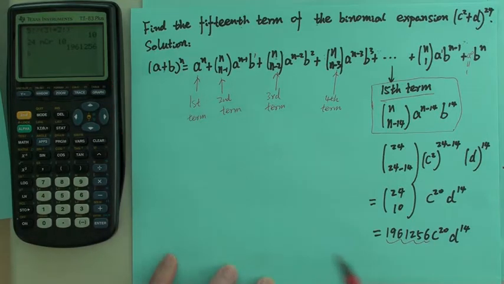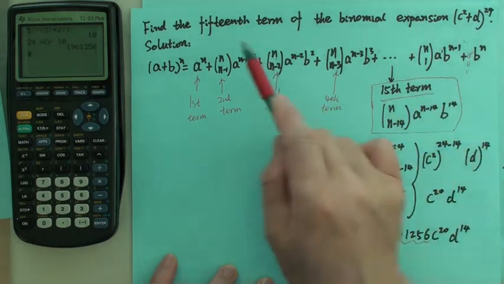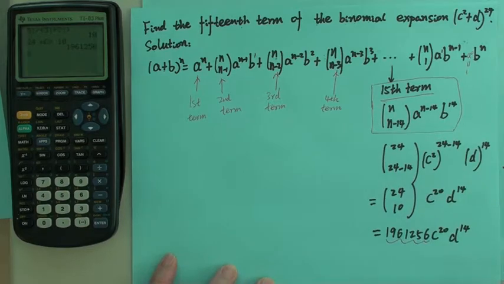1,961,256. Okay, right here. And then here is C to the 20th, and then D to the 14th. Okay, this will be what? This will be the 15th term for this case. Okay, all right. That's our first example.